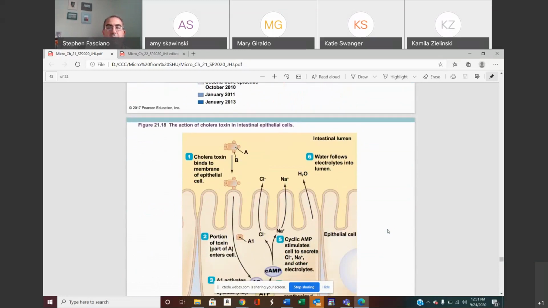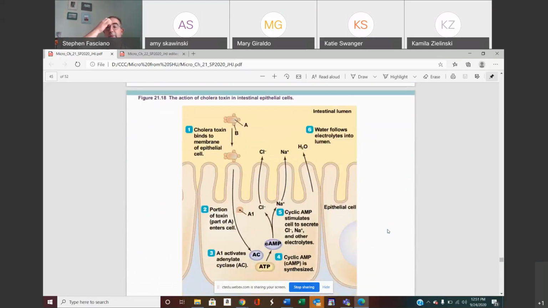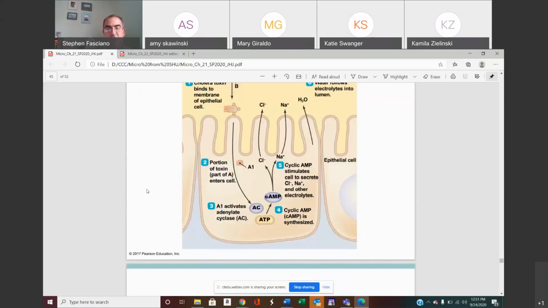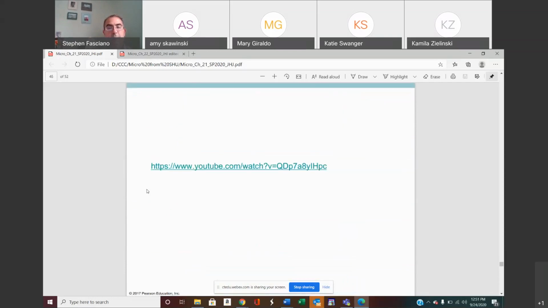So here's the action of cholera in the intestinal epithelial cells. Again, it does some biochemistry in the intestinal cells, and I'm not going to ask you about this biochemistry, so don't worry about it. But it essentially allows water to just flow directly through your intestines instead of being absorbed into your cells. And that's why you end up with severe diarrhea and very quickly end up dehydrated.